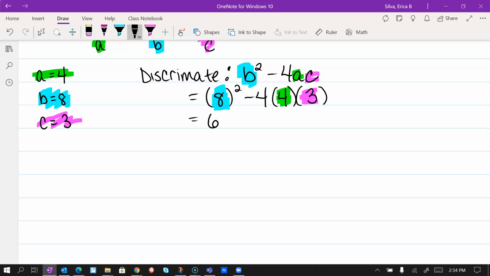Okay, now we're going to simplify. We get 64. Then negative 4 times 4 is negative 16, times 3 is 48. And we subtract 64 minus 48. We get 16. Questions so far? All right, because my discriminant is positive, how many solutions are we going to have? Two real, yes. Two real solutions.